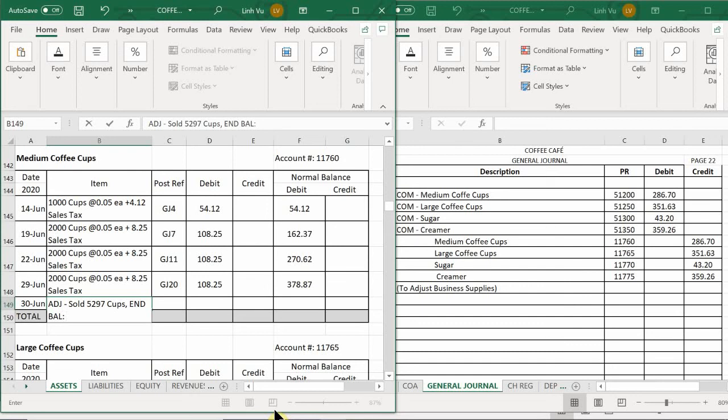Ending balance. So in this case, we purchased 1,000 plus 2,000 makes 3,000, plus another 2,000 makes 5,000, plus another 2,000 gives you 7,000. And we sold 5,297 of them. So how many cups should you have left? 1,703. 1,703 cups remaining.